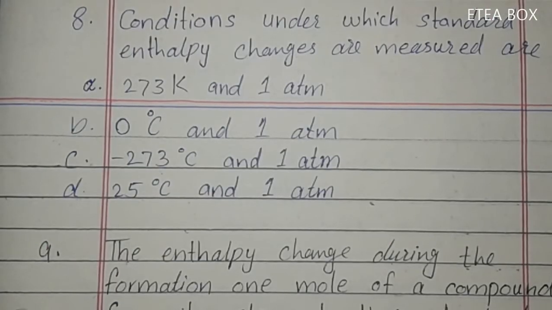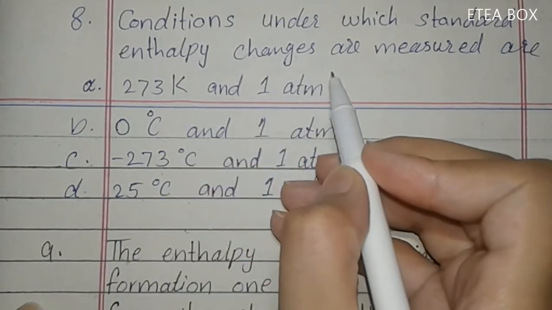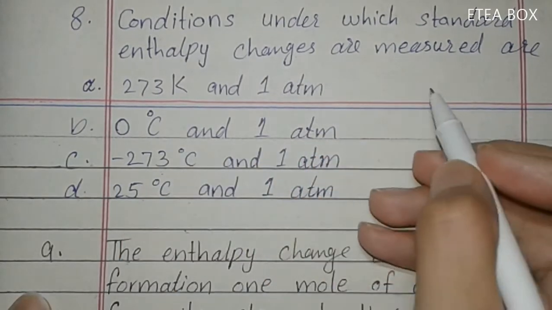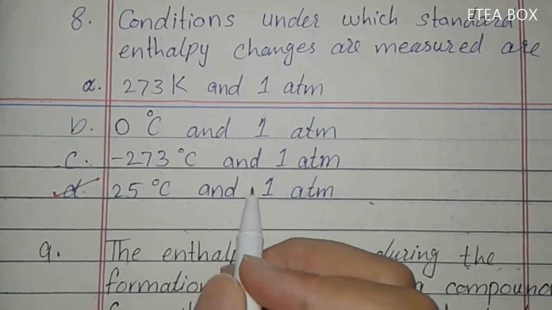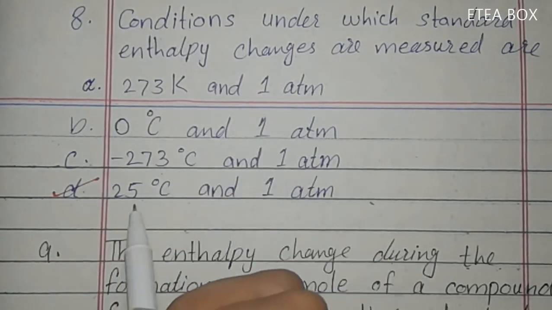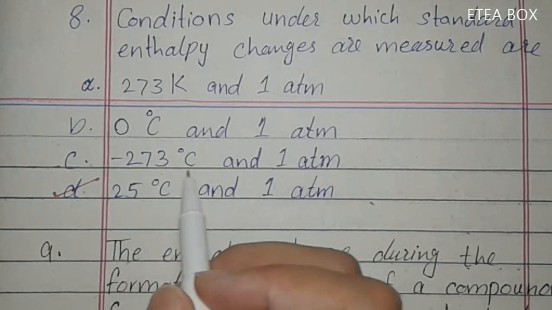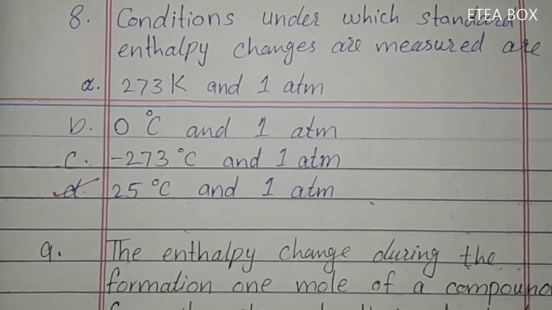Question 8: conditions under which the standard enthalpy changes are measured are room temperature and 1 atm. This is option D, 25 degrees C and 1 atm. This one is 0 degrees C and 1 atm, and this is 0 Kelvin and 1 atm. So here option B is correct.